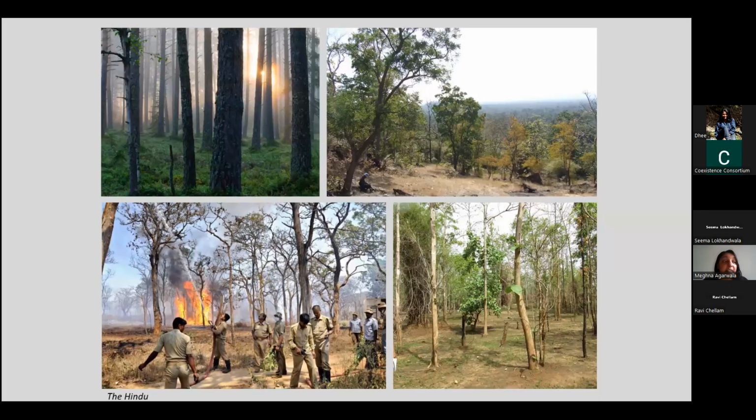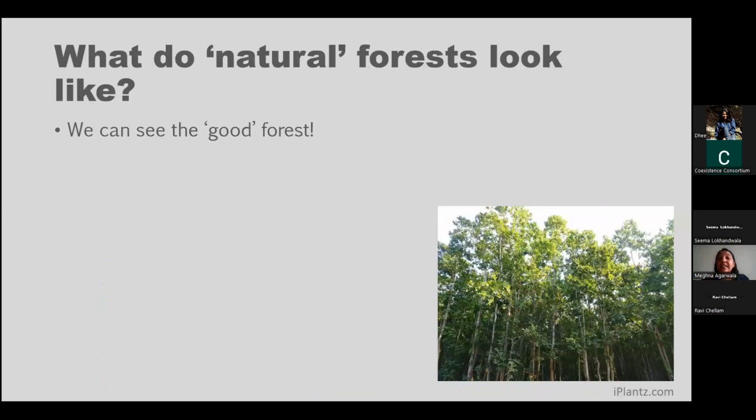Trying to understand how and why these forests got degraded and what we could do in order to prevent it. But one problem I had when I was trying to understand degradation was that I had a lot of trouble trying to find a natural forest to use as comparison. Now, again, this seems like it should be pretty easy, right? What do natural forests look like in this landscape?